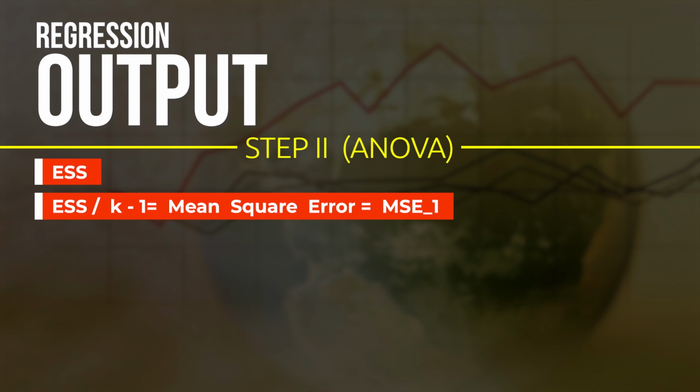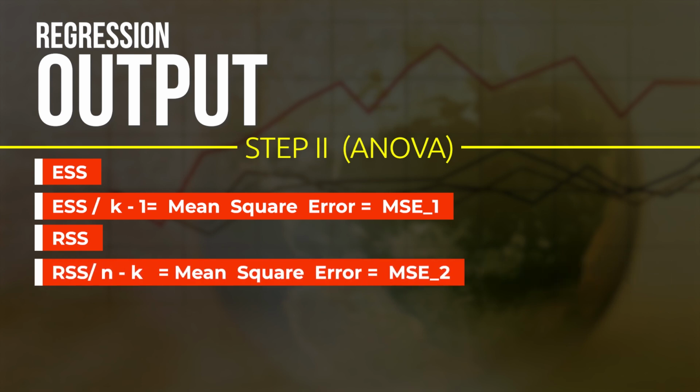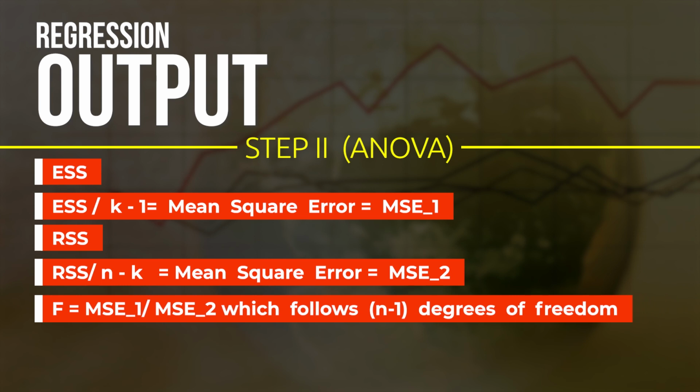Here we indicate the mean square error as MSE_1, which means ESS divided by the respective degrees of freedom. Then we have the residual sum of squares, RSS, which is captured by the error term, and that is also divided by its respective degrees of freedom: number of observations minus number of parameters to be estimated, which is k. So n minus k. Depending on that, we get the mean square error MSE_2. So MSE_1 and MSE_2 are the two different mean square errors.